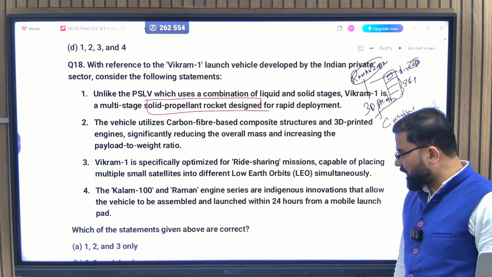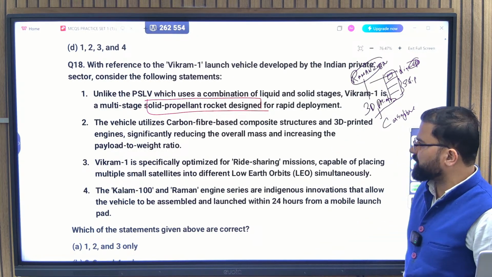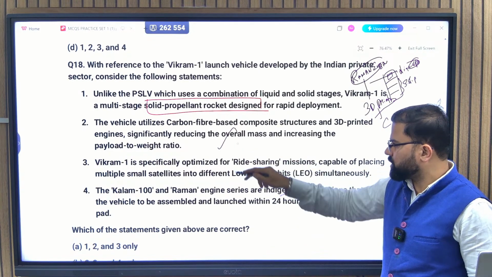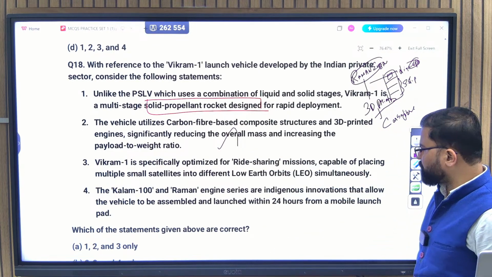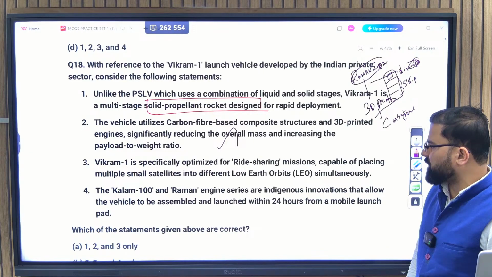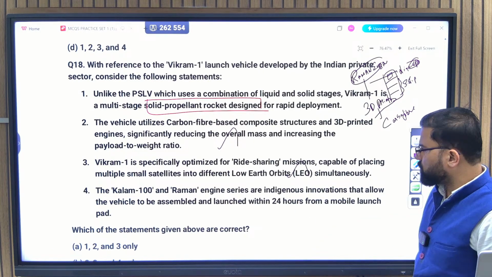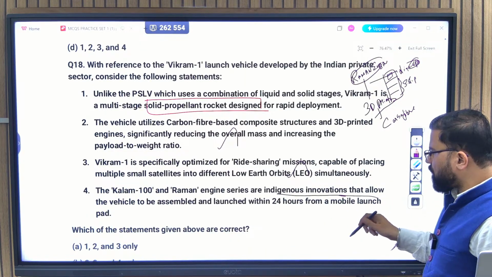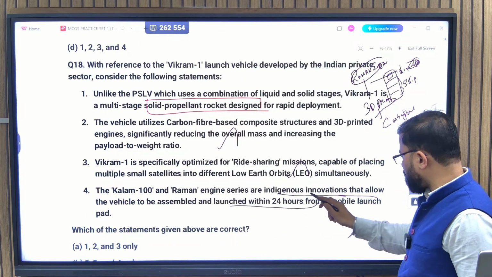This vehicle utilizes carbon fiber based composite structures and 3D printed engines, significantly reducing the overall mass and increasing the payload to weight ratio. True. Bikram 1 is specifically optimized for ride-sharing missions, capable of placing multiple small satellites in different low orbits. True. Kalam 100 and Raman engine series are indigenous innovations that allow the vehicle to be assembled and launched within 24 hours. This is also true.